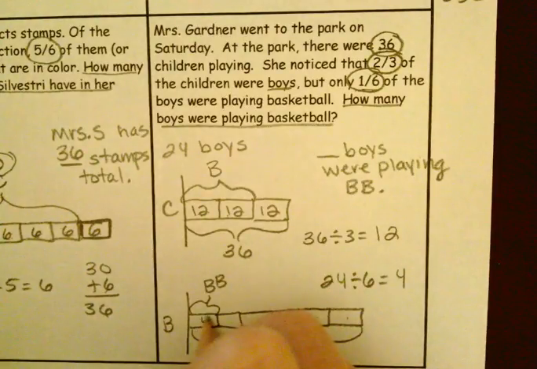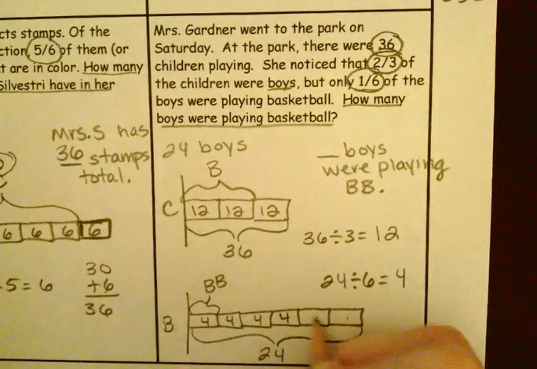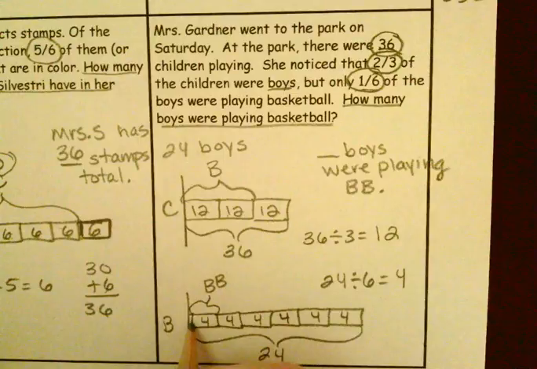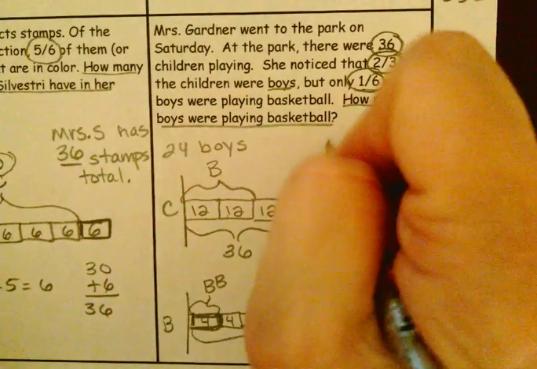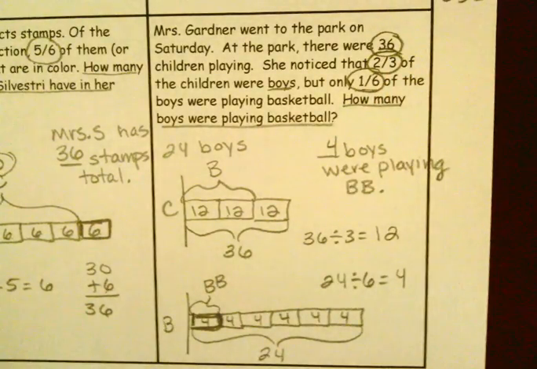All right, so I can go ahead and put 4 in each of my units, and I know that only one unit over here are those are my boys that are playing basketball, so only 4 boys are playing basketball out there on the playground.